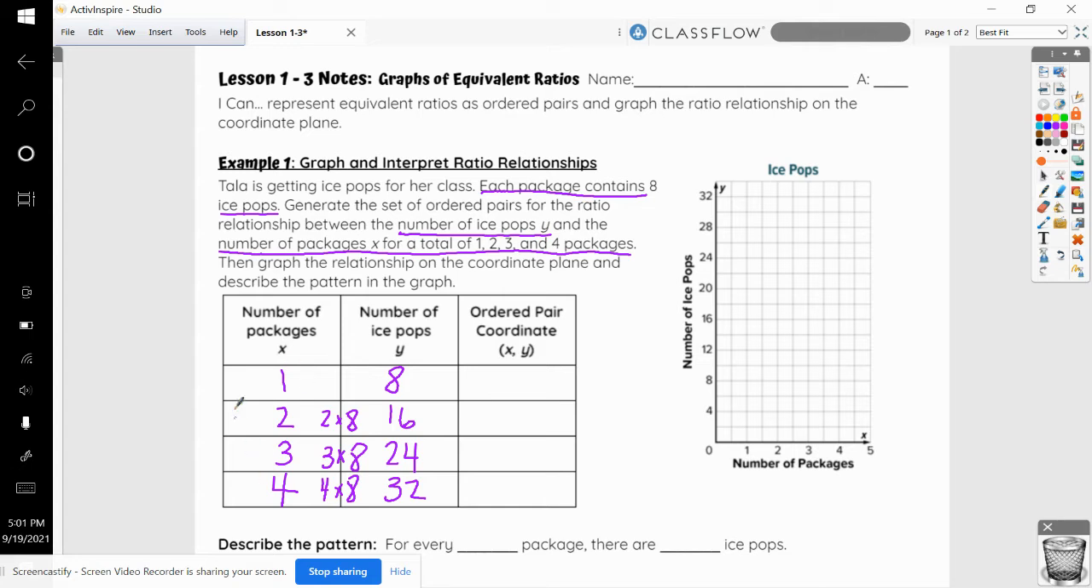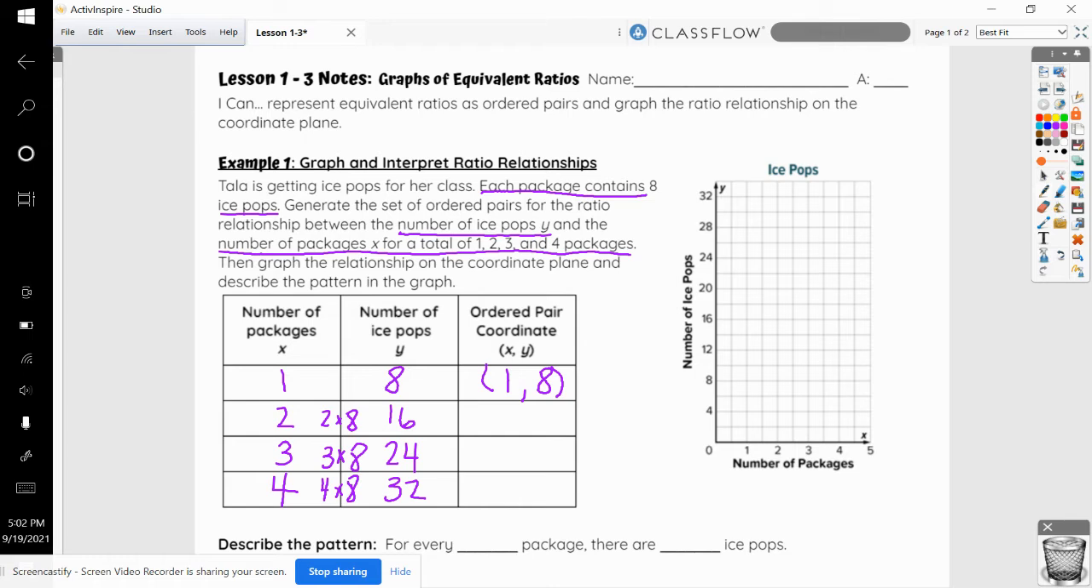So the left side is my x coordinate, my middle column is my y coordinate. So now we're going to put that together as an ordered pair or as a coordinate, and that's going to go here on the right. So the way we write a coordinate is we're going to have parentheses. Okay, and then my x coordinate, or the number of packages, goes on the left, and my number of ice pops goes on the right. So I have parentheses 1, comma 8, end parentheses.